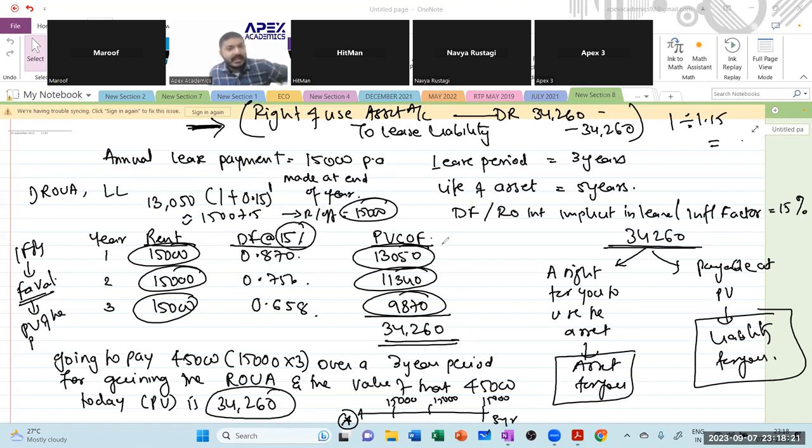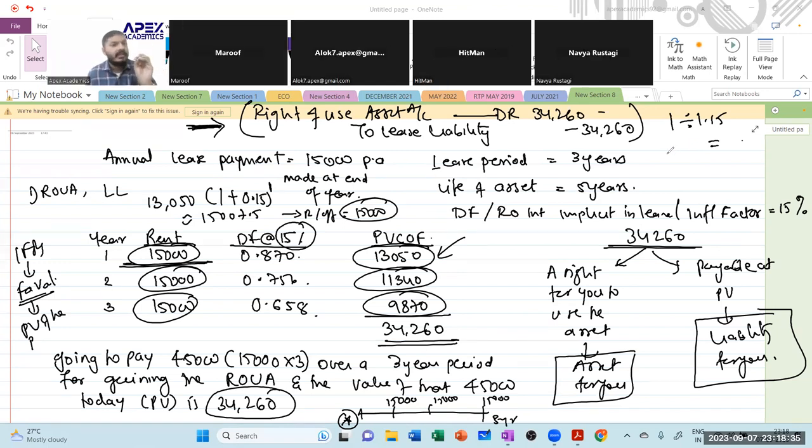It's as good as saying that 15,000 paid after 1 year, today it will have a value of 13,050. Ask some elderly family member at home. Tell them that you had some item in a market, you ate something. Say, for example, you ate some street food and you paid 100 rupees for it. That same family member will tell you, when I was your age, I paid 20 rupees for it. Why? Because the value of 100 rupees today is 20 rupees those many years ago.